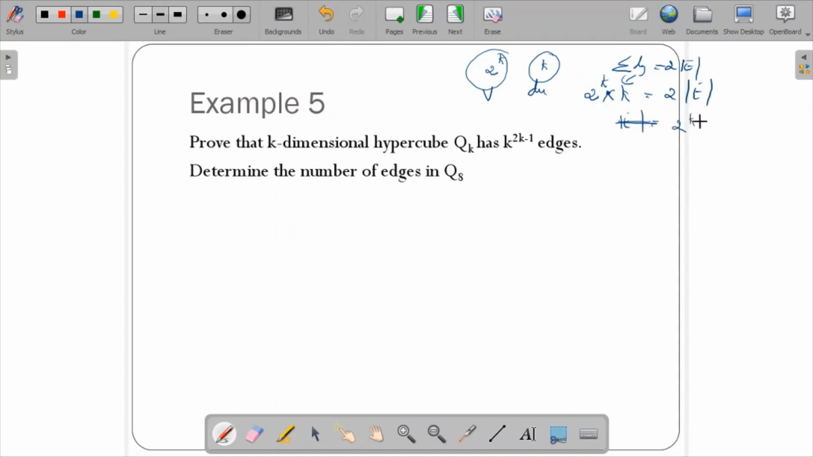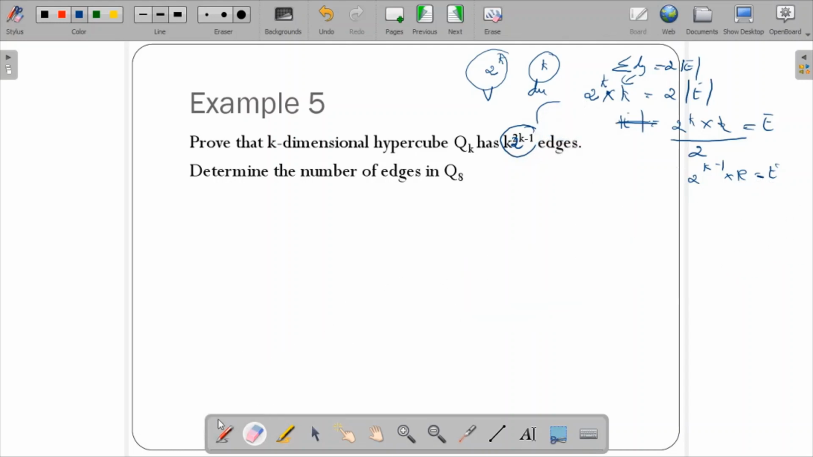So it will be 2 to the power k into k divided by 2 equal to edges. If I take this 2 up, it would be 2 to the power k minus 1 into k equal to edges. Sorry, here I have missed, this is wrong. It should actually be k into 2 to the power k minus 1. This 2 should be here. So k into 2 to the power k minus 1 edges is what they have asked.